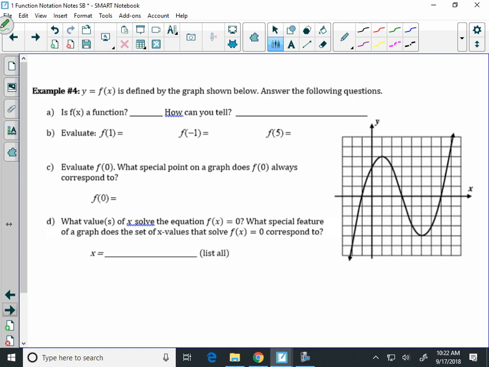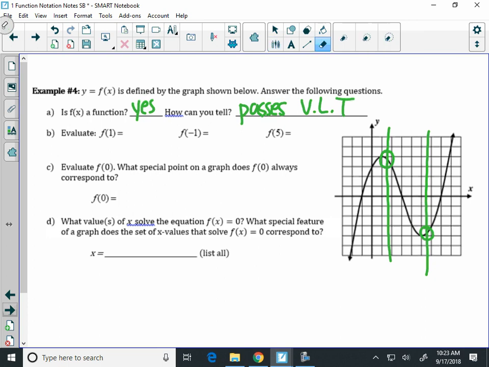Lastly, let's do some function notation from a graph. Great. So, first of all, the question says, is f of x a function? Well, that's when you have to use that vertical line test. If I come over here and I put a vertical line anywhere on the graph, notice that each vertical line only crosses one time. So yes, this is a function. We can tell because the graph passes the vertical line test. We're going to abbreviate that as VLT.